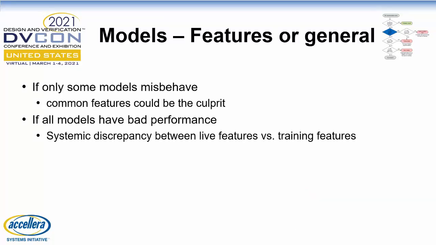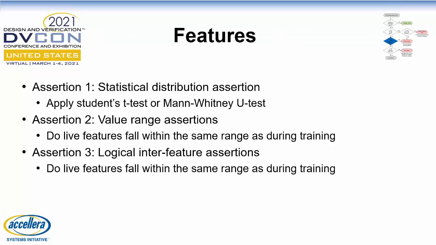If only some models act differently when running live, the error might be within the feature subset used in that specific model. However, if all models perform bad, the root cause might be a discrepancy in generating live features versus those generated when creating the training dataset. Whether it's a systemic problem between training and live feature generation, or just a couple of features misbehaving, the next step is to take a closer look.